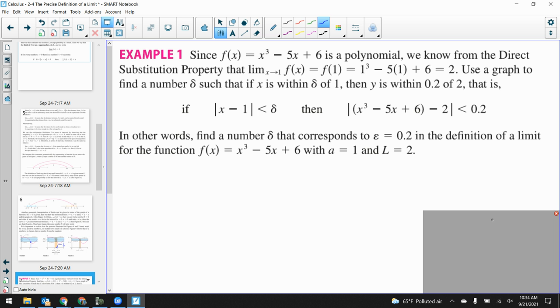I'm going to use this example to demonstrate everything that I was talking about a second ago. Take a look at that function, x to the third minus 5x plus 6. Now, it's a polynomial, right? So if I wanted to find the limit as x approaches 1, I can just plug it in. I can say that f of 1 is 2, right? So the limit as x goes to 1 of x to the third minus 5x plus 6 is just equal to 2. 1 minus 5 plus 6.